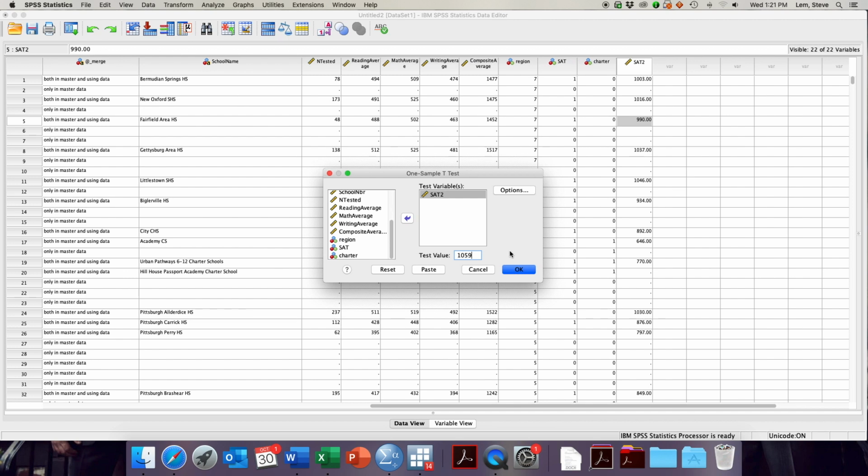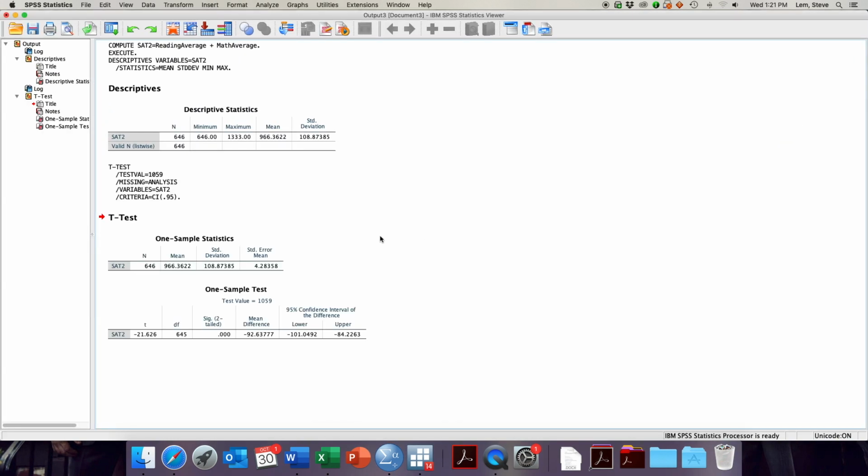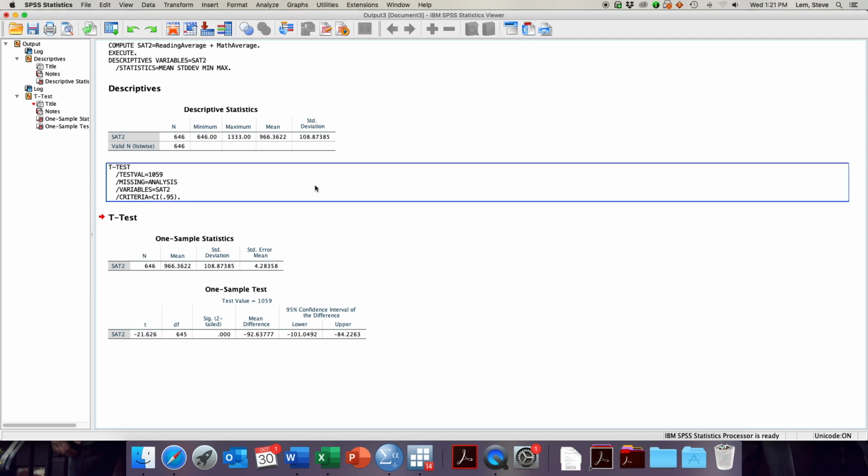Once again, our question really being, is our 966 for Pennsylvania statistically different from the 1059 average score for the rest of the country? So we click OK, and here we get a t-test. So you can see here that we get our sample statistics again that we had above.